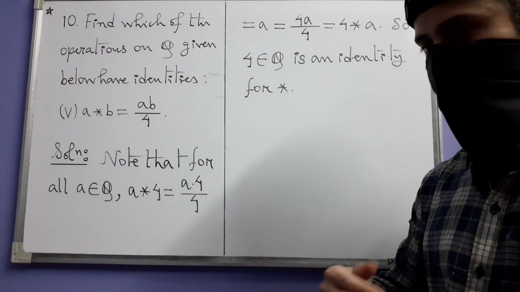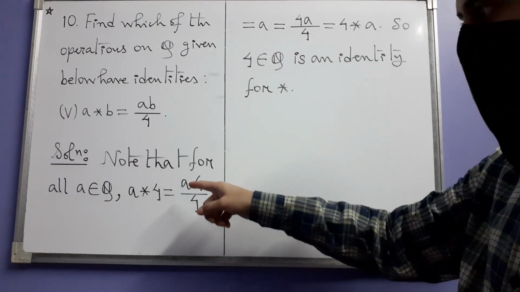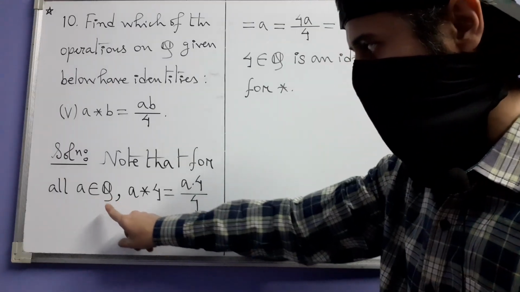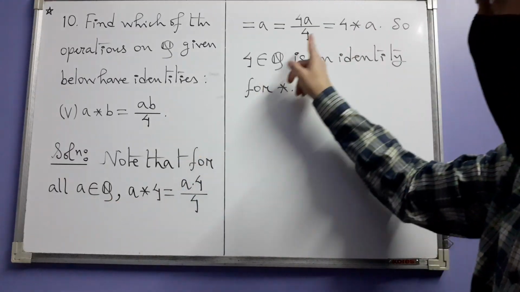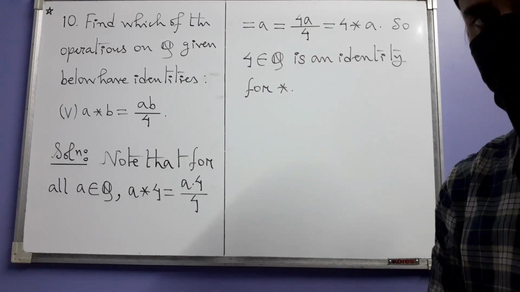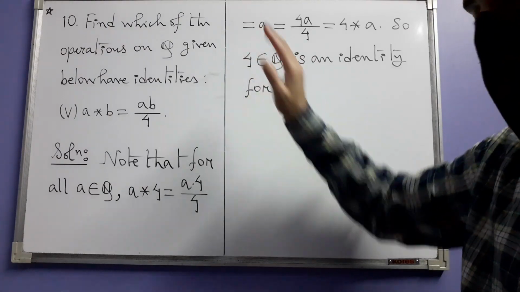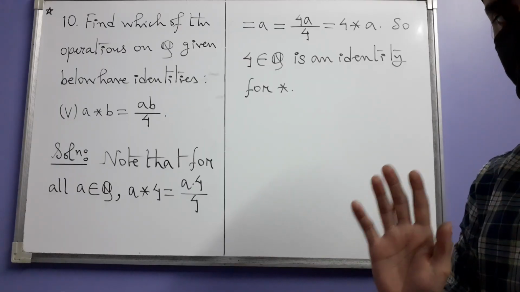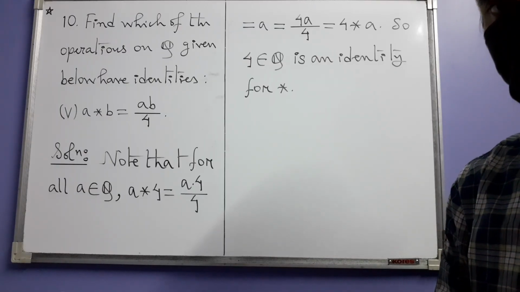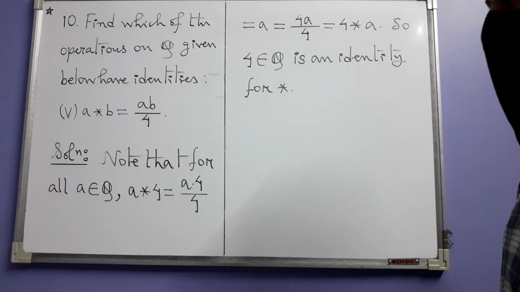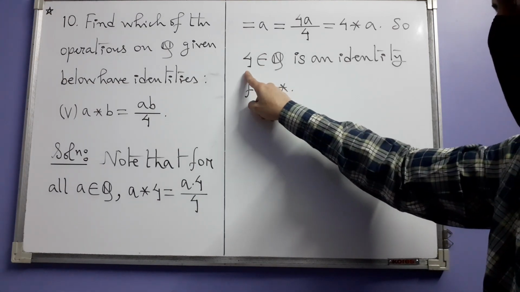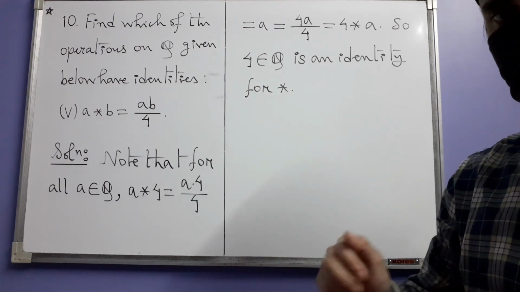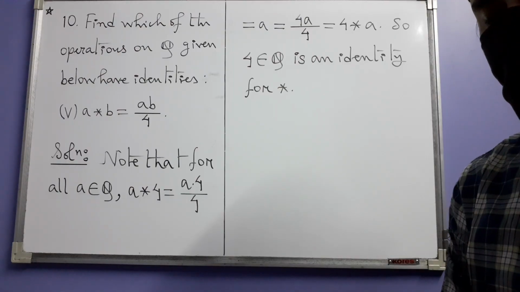Solution, in this case it's completely different. You note this fact: for any rational number A, A star 4 and 4 star A, which in this case are both equal, are equal to A. And that is why 4 is really an identity for the operation star. You need to, of course, also make sure that the identity is inside the set. 4 is really a rational number.